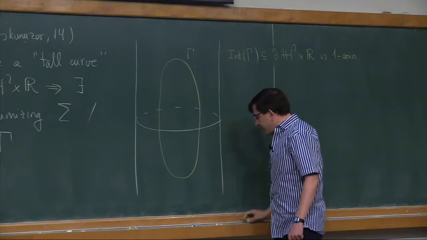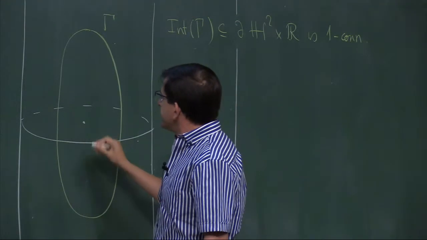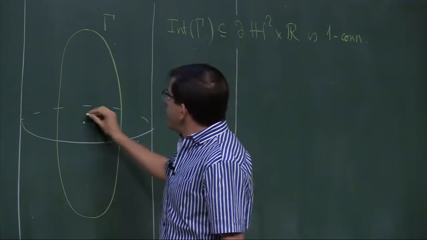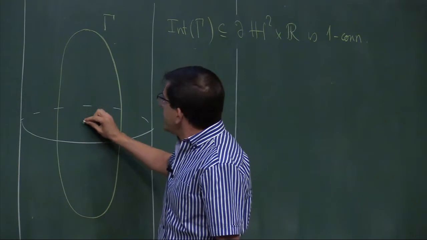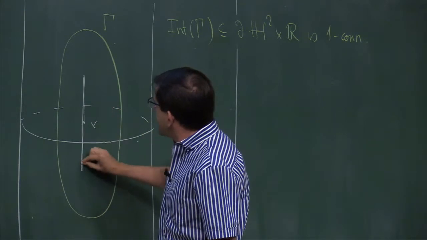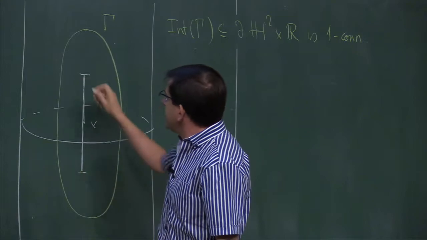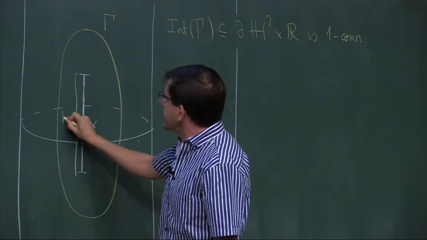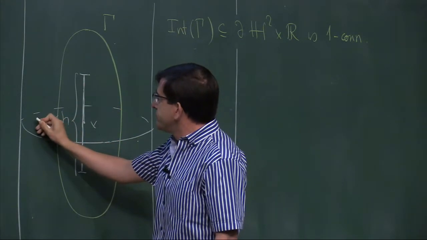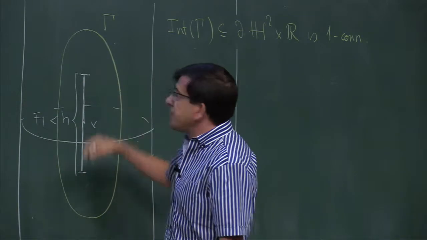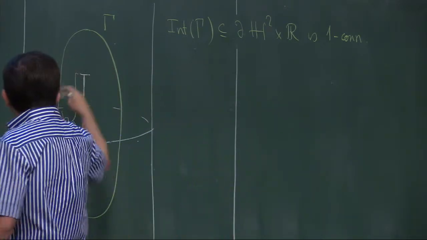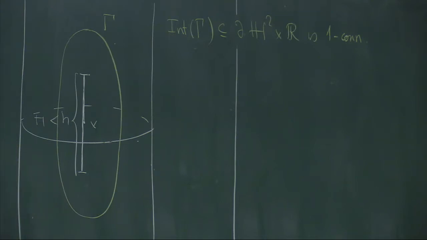And that given a point in the interior, x, there exists a vertical segment of length bigger than pi, included in the domain, in the interior of gamma. This is the meaning of a tall curve. And well, the idea of Kuskunuser is a nice idea, but it's also very standard.